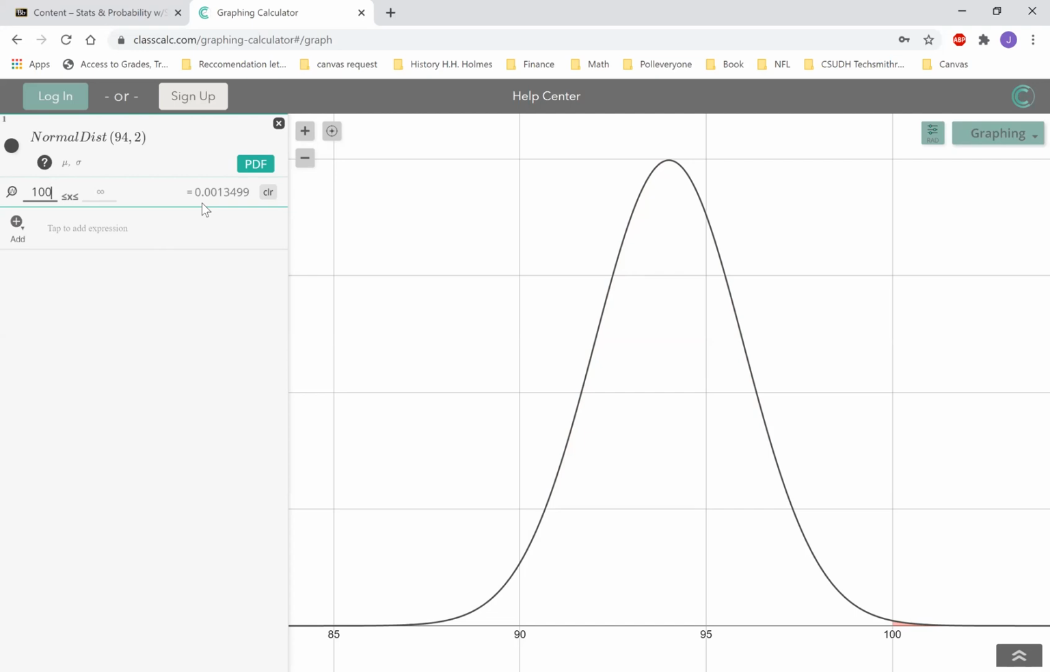So if we get a probability of 0.0013 of him throwing at least 100 miles per hour, is it very likely that Kershaw will throw a fastball that's 100 miles per hour? No? Yeah, no, because if you look at it, it's less than 5%, so it's not very likely that he'll throw a fastball that fast. And that's it for part A.